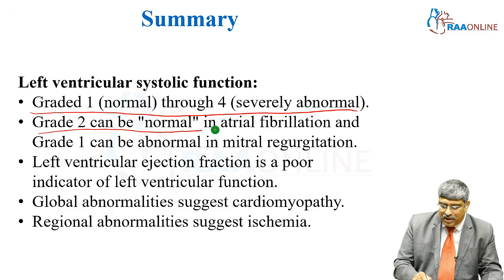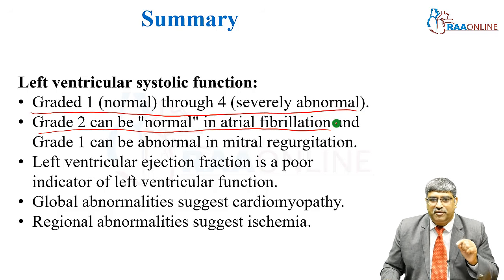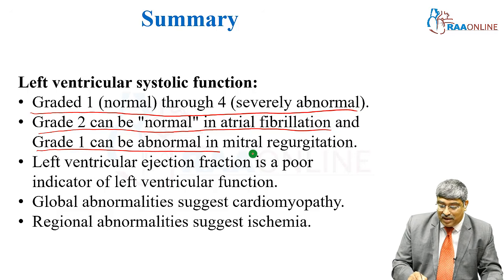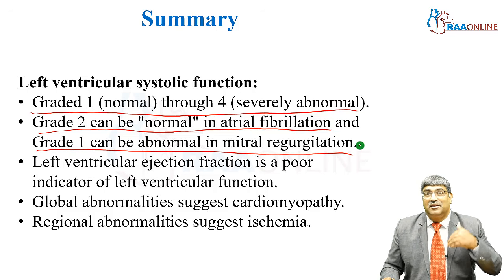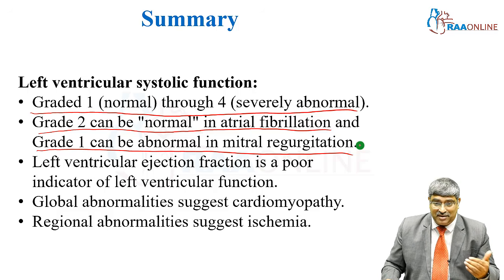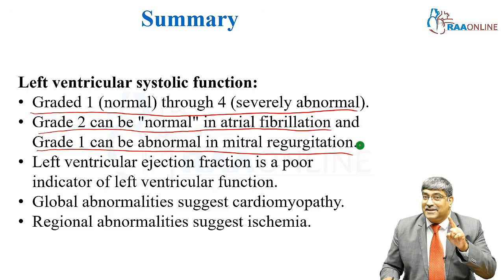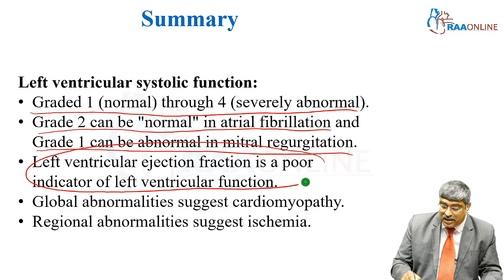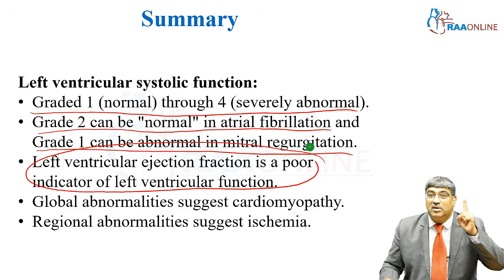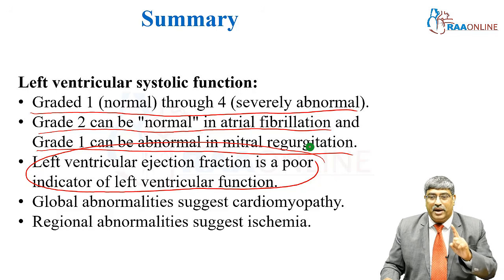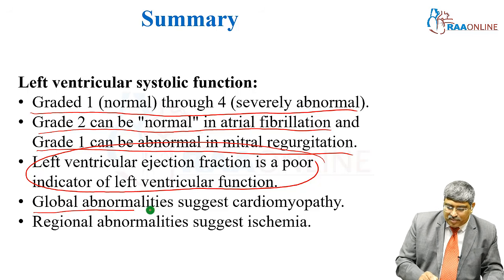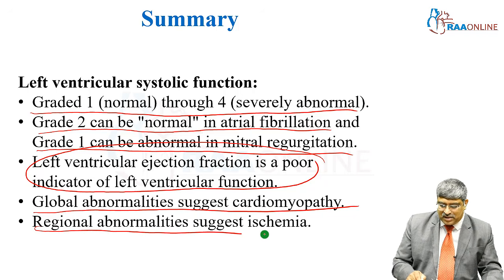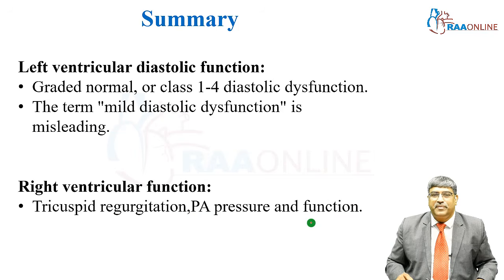Grade 2 can be normal in atrial fibrillation and grade 1 can be abnormal in mitral regurgitation, which overestimates your ejection fraction. You have to understand that left ventricular ejection fraction is a poor indicator of left ventricular function because it changes with your volume management. Global abnormalities suggest cardiomyopathy. Regional abnormalities suggest ischemia.